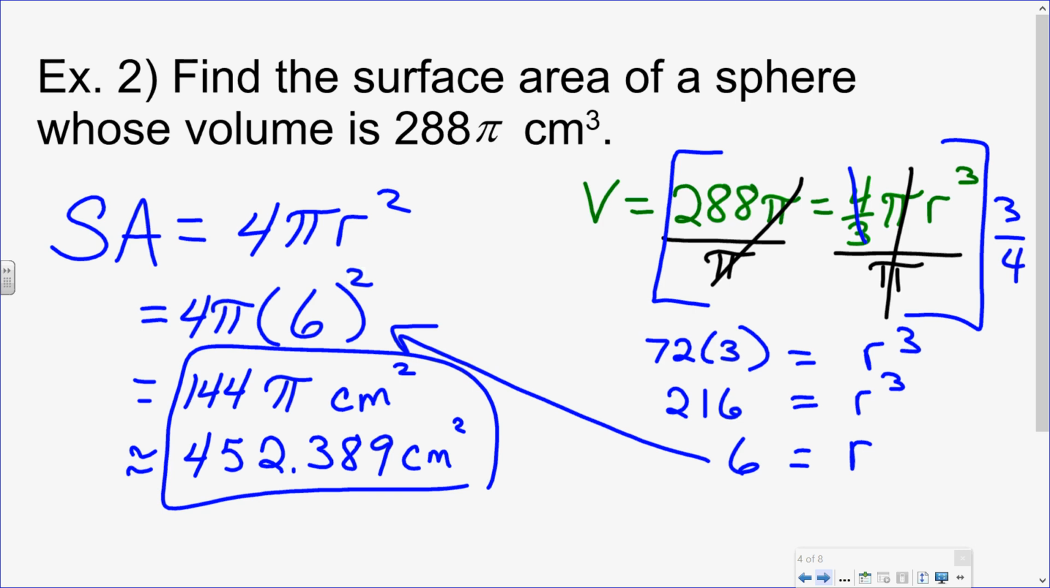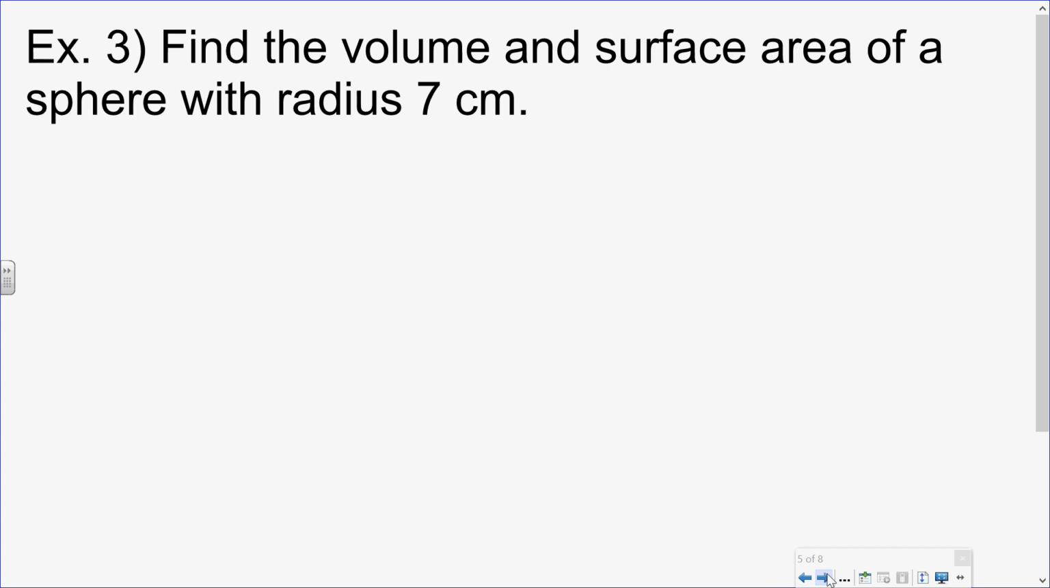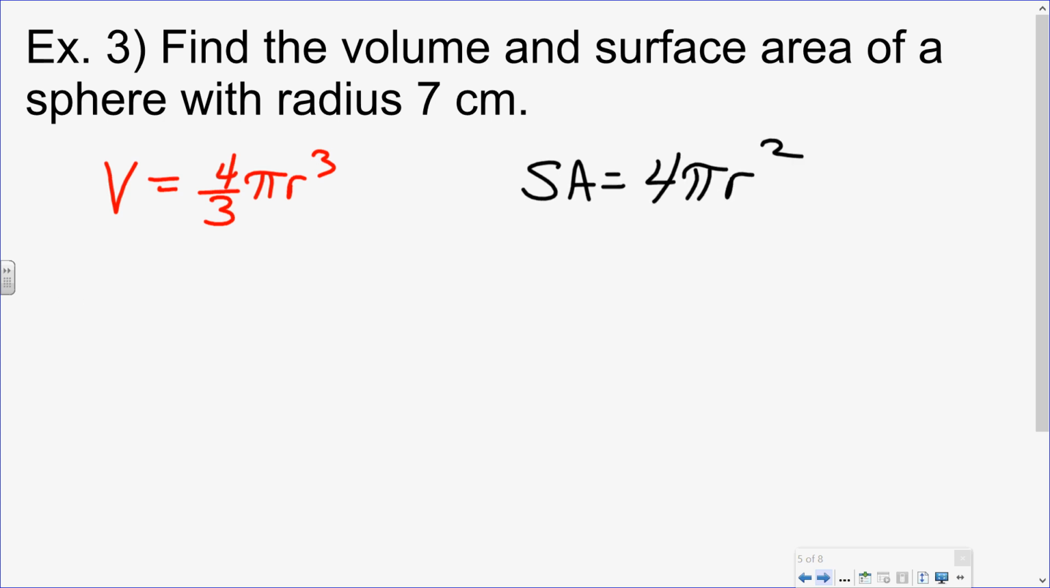Okay, let's try another one. Volume and surface area of a sphere with radius 7 centimeters. So I just need to write down those formulas and plug into them. So let's see, the volume one, that's the one with the cubes in it. So that's going to be the 4/3 pi r cubed. And surface area is going to be the one with the squares in it. So 4 pi r squared. And all we have to do is plug in the 7.